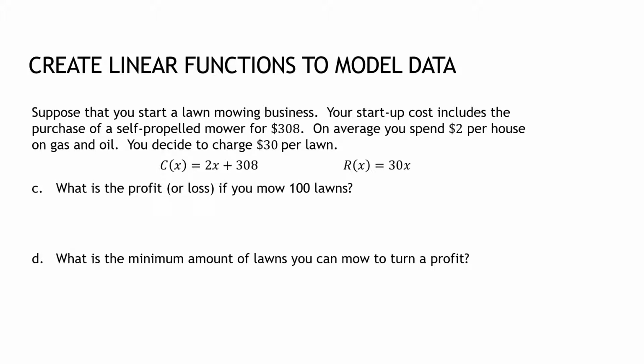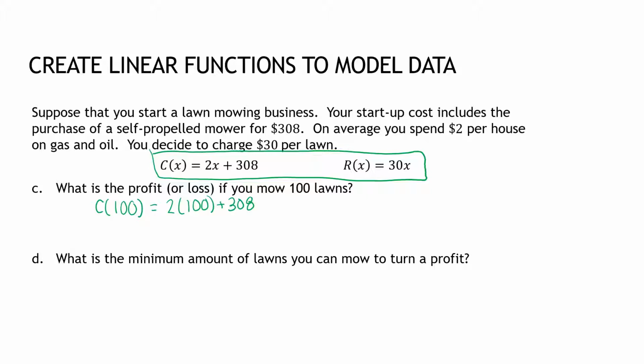So now we have two follow-up questions to that, and as you can see, I've recopied the two functions we just came up with on the last page. Here we're trying to determine what's the profit or loss if I mow 100 lawns, and then what's the minimum amount of lawns I can mow to make sure that I'm actually making money and not losing money in mowing the lawns. So first, profit or loss if I mow 100 lawns. You can do this in a couple of different ways. I think most people would just take the C of 100, which would mean take 2 times 100 plus 308 to find cost, and then do the same for revenue. Find revenue for 100 lawns, and then we're going to compare those values.